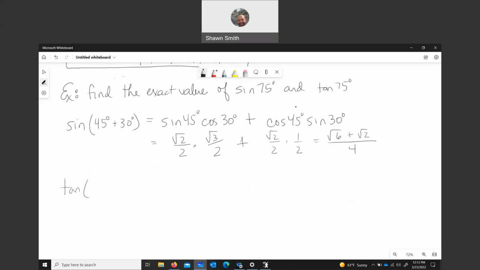We can do tangent of 45 degrees plus the 30 degrees. Don't make the mistake of distributing the function tangent across the parentheses. You can't do that. Tangent is a function, it's not a number. Only numbers get distributed across, right? Parentheses. This is tangent of 45 degrees, right? Plus the tangent of 30 degrees all over 1 minus the tangent of 45 times the tangent of 30.